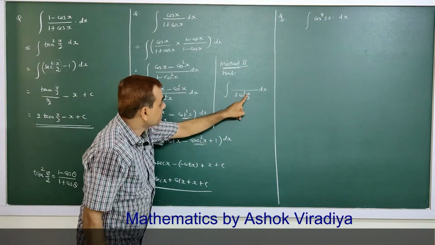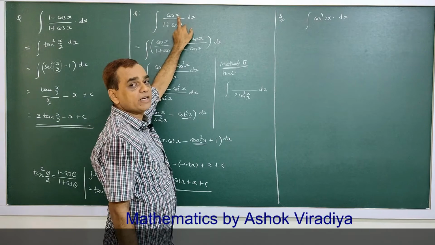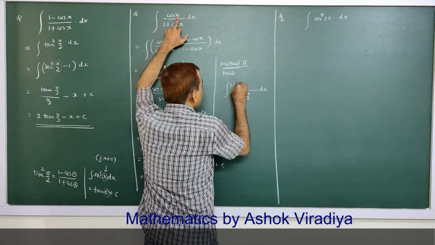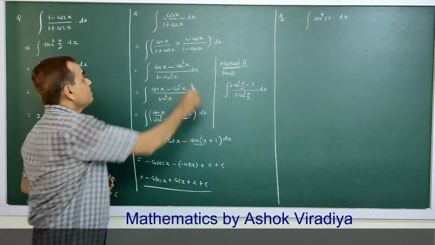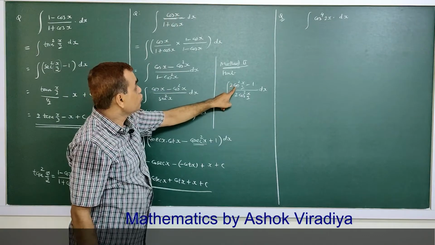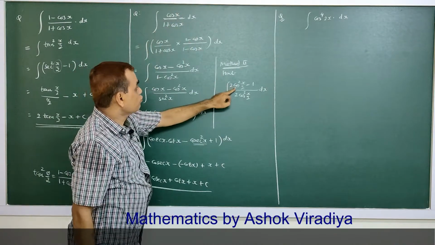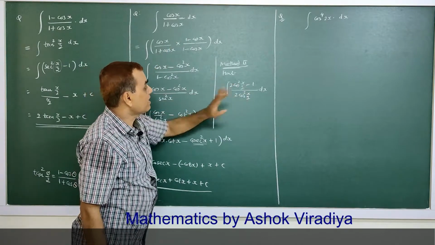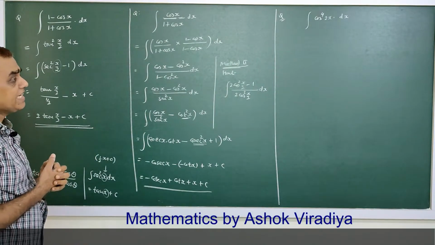Because the denominator is in terms of x by 2, put the numerator also in terms of x by 2. So cos x, you put 2 cos square x by 2 minus 1. Here we have used the formula for cos 2 alpha. Cos 2 alpha is 2 cos square alpha minus 1, and 1 plus cos 2 alpha is 2 cos square alpha. So by this way we can integrate this.